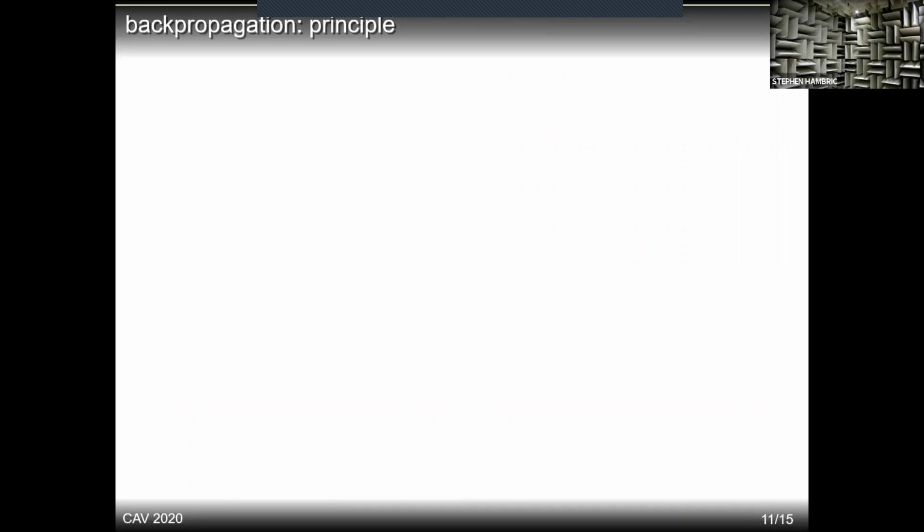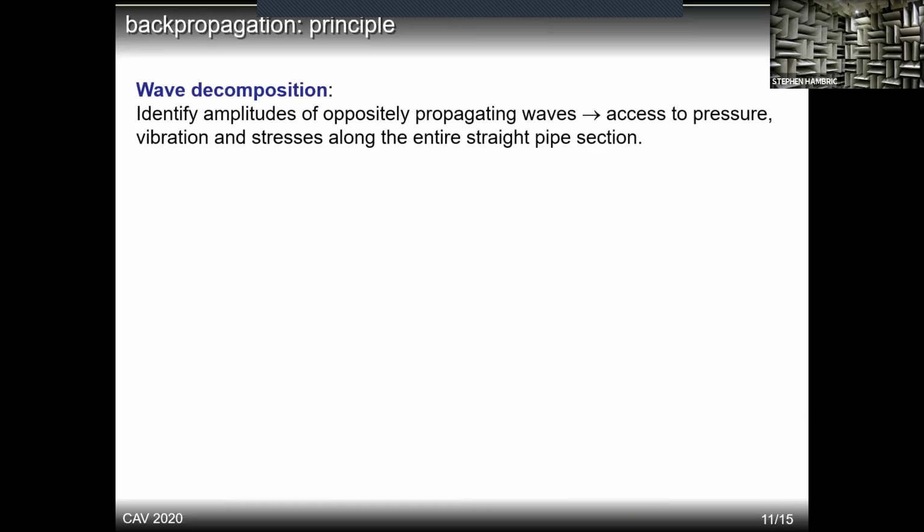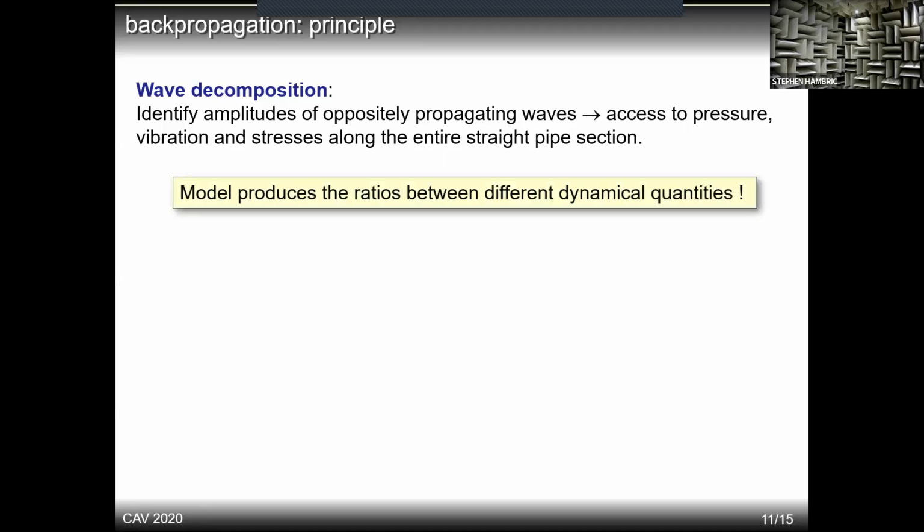The last example of smart analysis concerns the possibility to reconstruct a targeted quantity, for example a dynamic stress, through backpropagation. The idea is to decompose the measured wave into its forward and backward components and to recompute, using the wave number frequency dependence provided by the model, the targeted quantity in a point away from the measurement area. Here the model will be of major help as it furnishes us with ratios of different dynamical quantities, so we can have access to some quantities which we cannot measure.